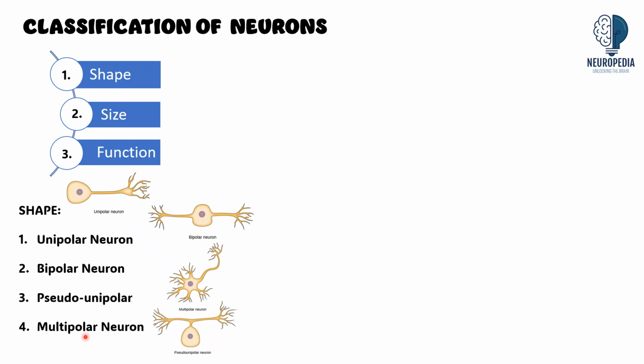Lastly, we have the multipolar neuron. So multipolar neurons are the most common type of neurons in the human brain. They have one axon. Here you can see this is the axon, and multiple dendrites. So here these are the multiple dendrites that emerge from the cell body. Now these multipolar neurons are involved in a variety of functions including motor control and information processing in the brain.